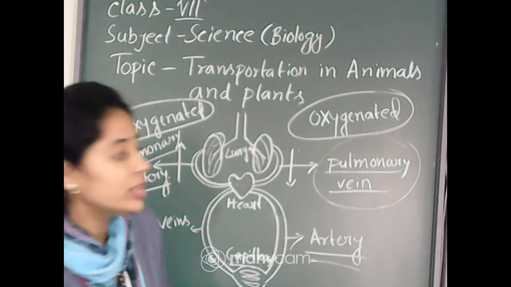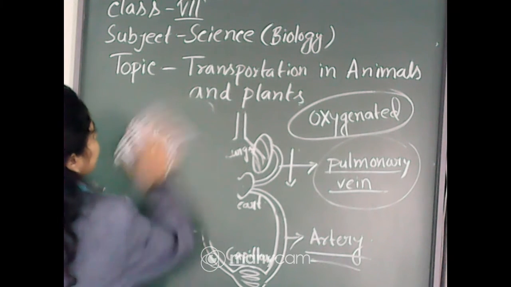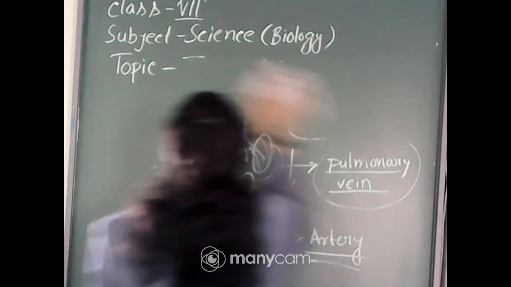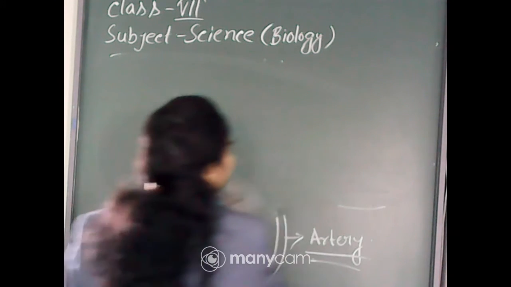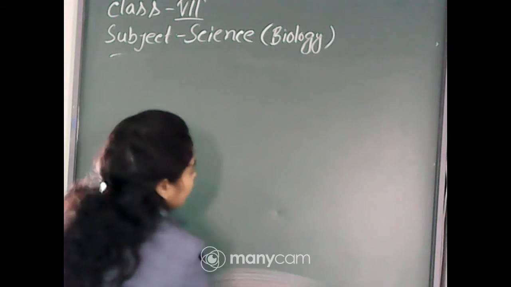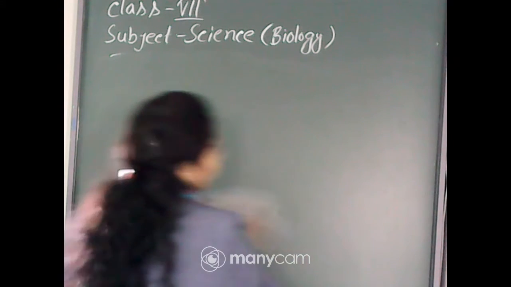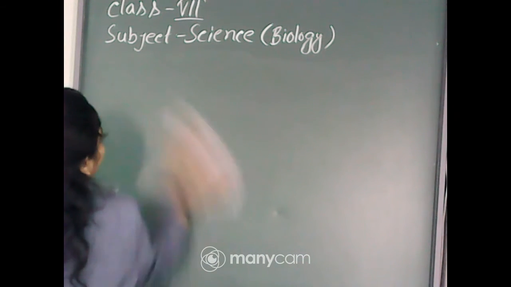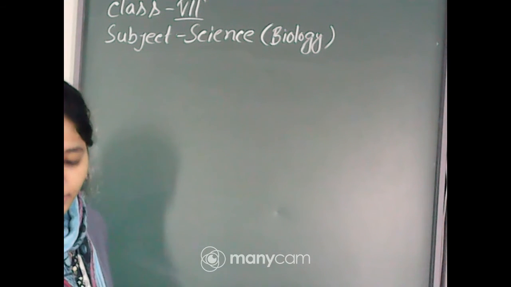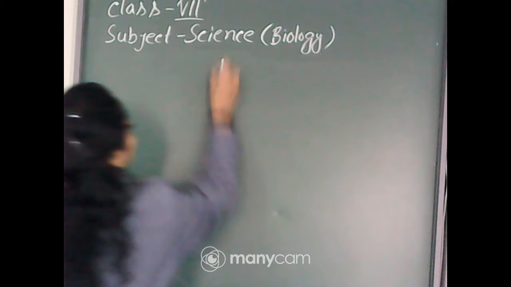Now we come to the major portion of our circulatory system, that is the heart. Okay? Heart. You know that the heart is a pumping organ and a muscular organ. A specific type of muscle present in the heart is known as cardiac muscle. Okay? They are known as cardiac muscles. Now, the heart.